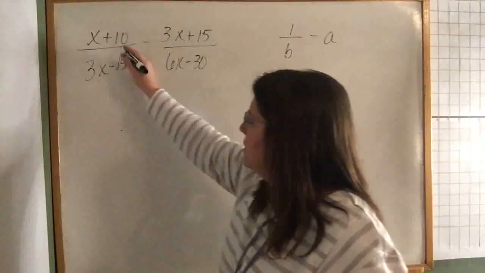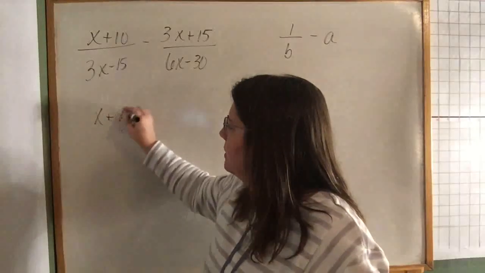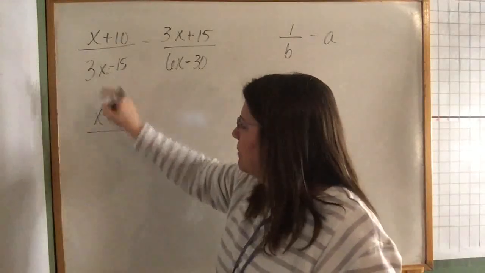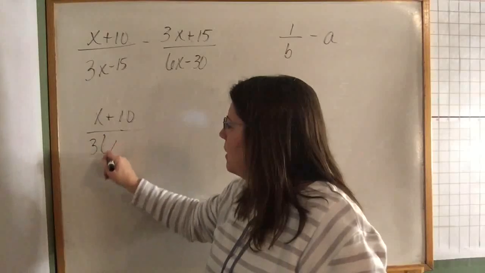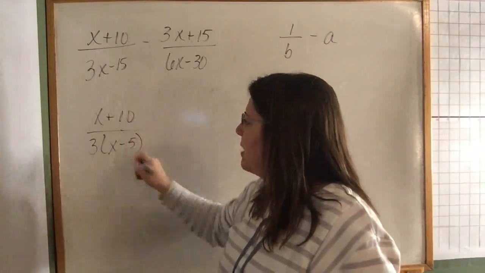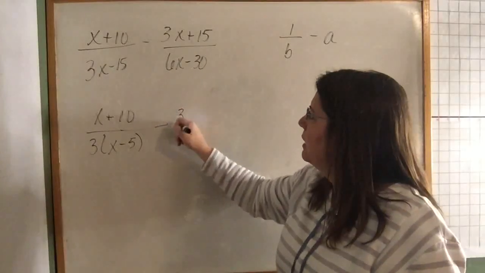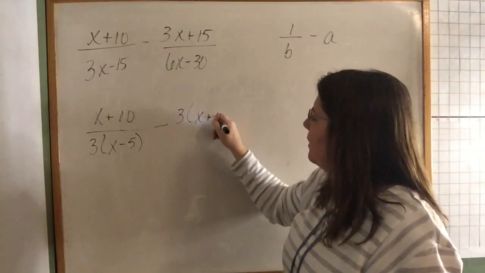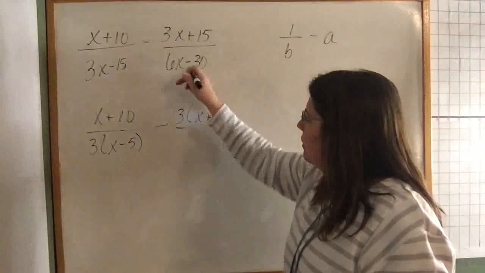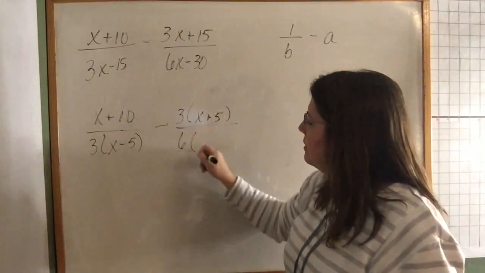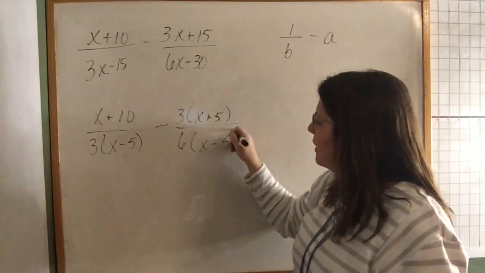So what I'm going to do here, the x plus 10, it won't factor. Here I can bring out a 3. So I'm going to bring out the 3, that leaves me with x minus 5. On the top, I can bring out a 3, that leaves me with x plus 5. And on the bottom, I can bring out a 6, and that leaves me with x minus 5.